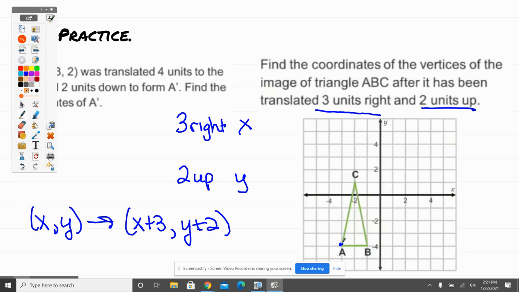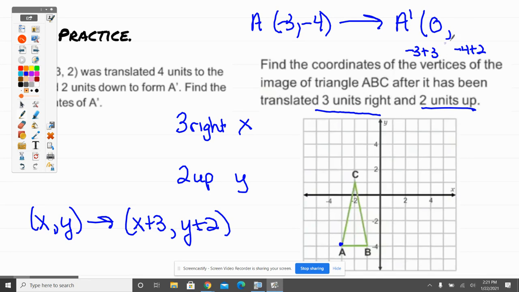So what's my first point at A? Well, A is at negative 3, and down 4. So what's my new A going to be? Well, I'm going to add 3 to the X. So negative 3 plus 3 is 0. And I'm going to add 2 to the Y. Negative 4 plus 2 is negative 2. So the new A, or A prime, will be at 0, negative 2.